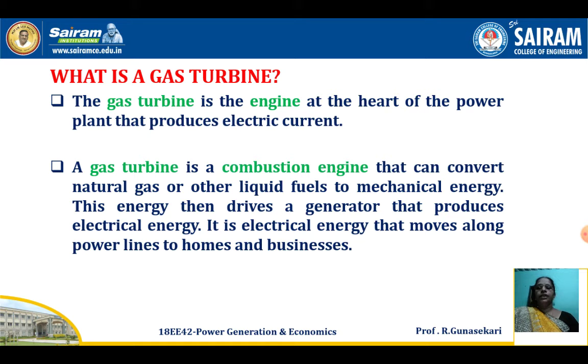Before we study the introduction, first we need to know what a gas turbine is. The gas turbine is the engine at the heart of the power plant that produces electric current. Another definition of a gas turbine is a combustion engine that can convert natural gas or other liquid fuels to mechanical energy. This energy then drives a generator that produces electrical energy. It is electrical energy that moves along power lines to homes and businesses. From this, you clearly understand what a gas turbine is.